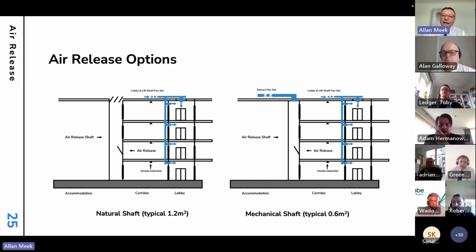Positioning that can be tricky, because if the supply fans are also on the roof, then there's a danger of the extract fan or extract ductwork, the same as a natural vent to be honest, contaminating the inlet of the pressurization fan and recirculating smoke around the building. So siting all of this equipment is a bit of a task.